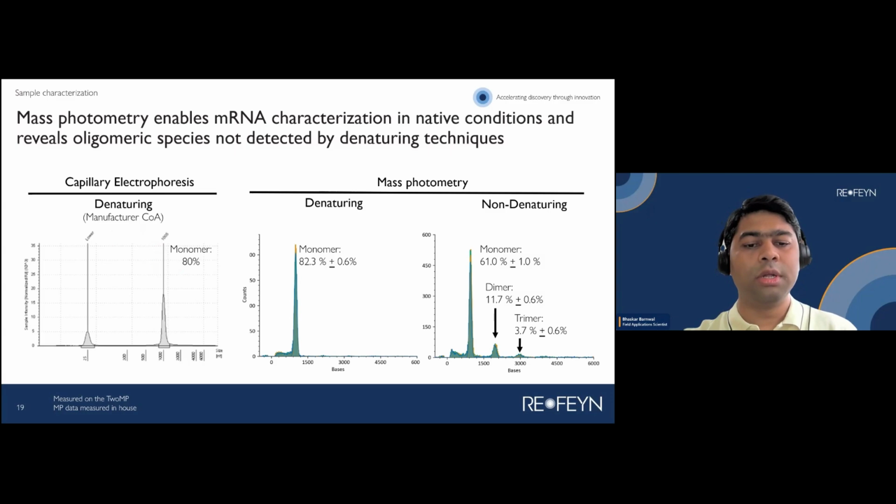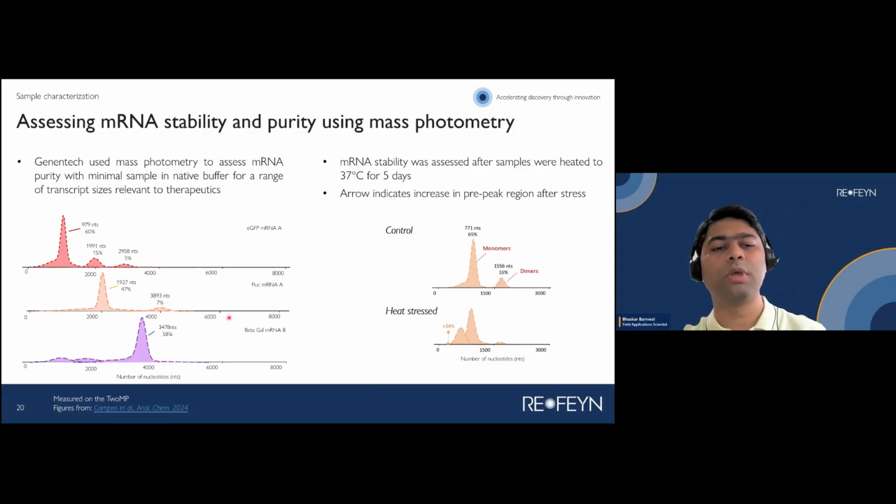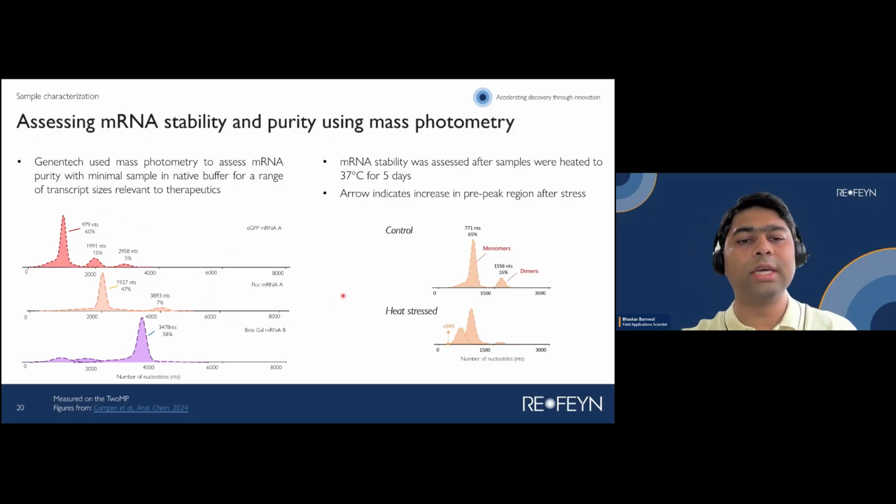Similarly, the next data is provided by Genentech, and they analyzed it in the native buffer. What they could see is, for 3 different RNAs, which are EGFP, FLUC, and beta-gal, they could see the dimer and trimer proportions if they were there in the sample. And they also analyzed the stability of the RNA apart from the purity. And as you can see here, for the mRNA sample, they heated it at 37 degrees centigrade for 5 days and had a control sample run just before analyzing the heat stress sample.